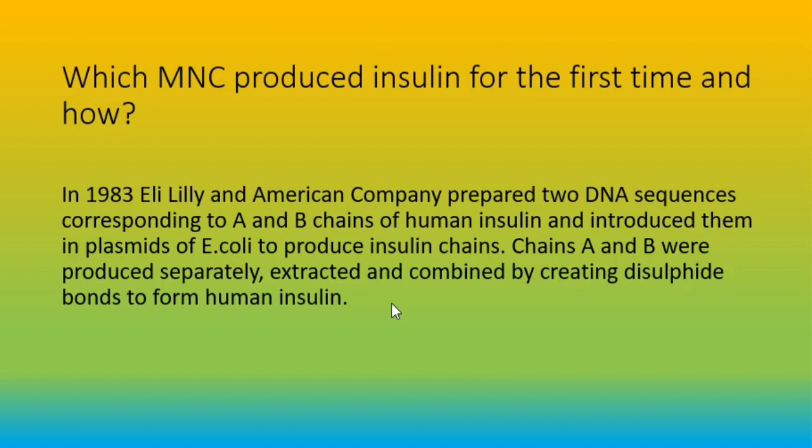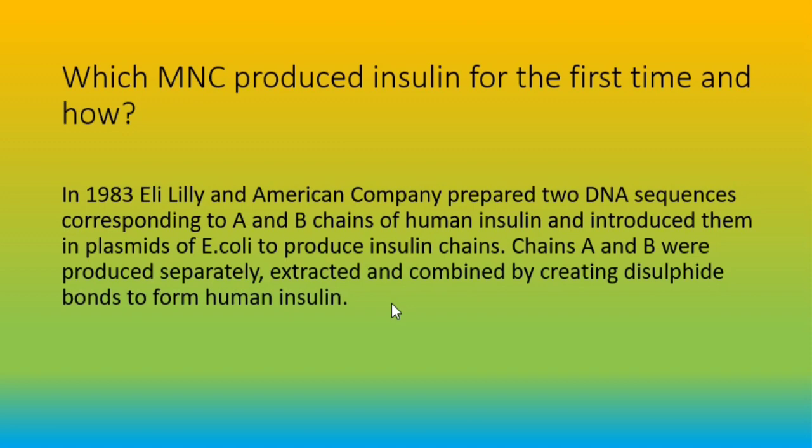Which MNC, multinational company, produced insulin for the first time and how? In 1983, Eli Lilly, an American company, prepared two DNA sequences corresponding to A and B chains of human insulin and introduced them in plasmids of Escherichia coli to produce insulin chains. Chains A and B were produced separately, extracted and combined by creating disulfide bonds to form human insulin.